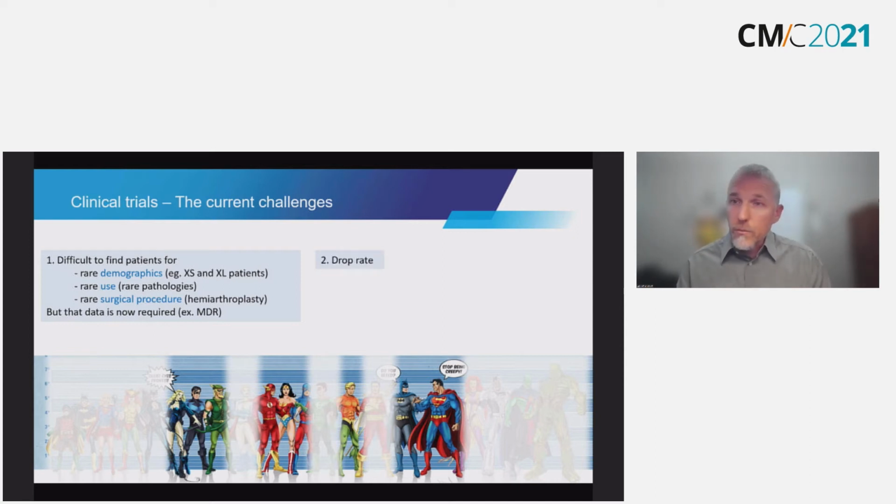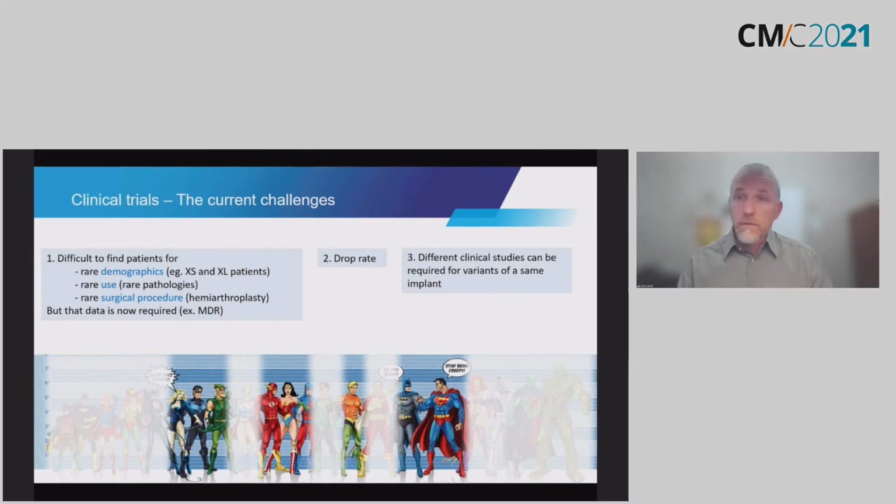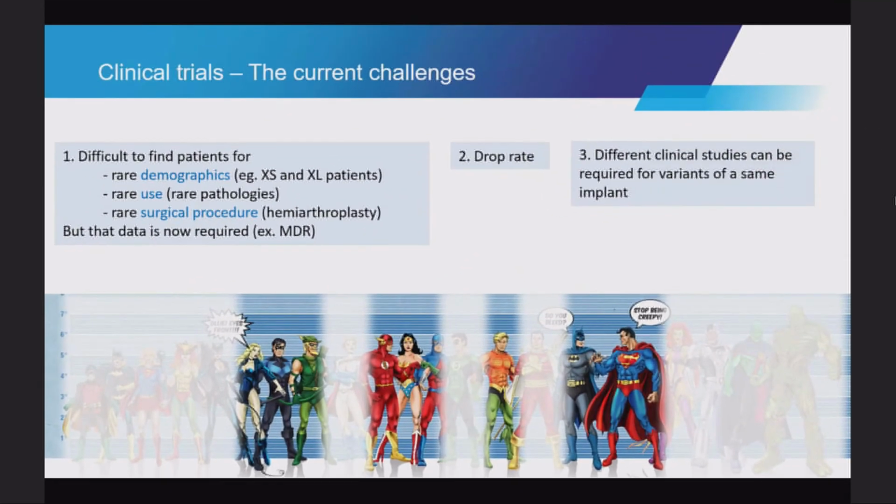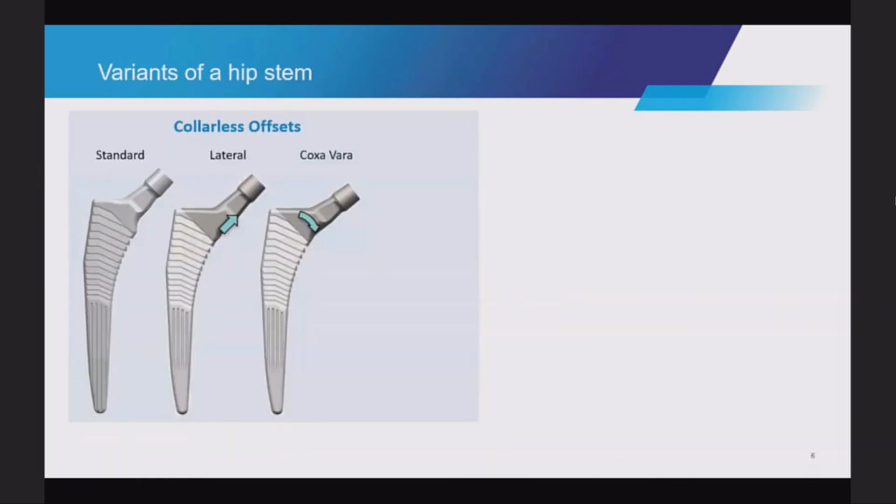Further, we may have drop rates during the course of a clinical study. Patients that were initially enrolled, we lose track of them over time. Further, we may require different clinical studies for different variants of the same implant. And so what that means is this intended clinical study, which is intended to examine all the different combinations out there, really ends up being quite constrained in its scope.